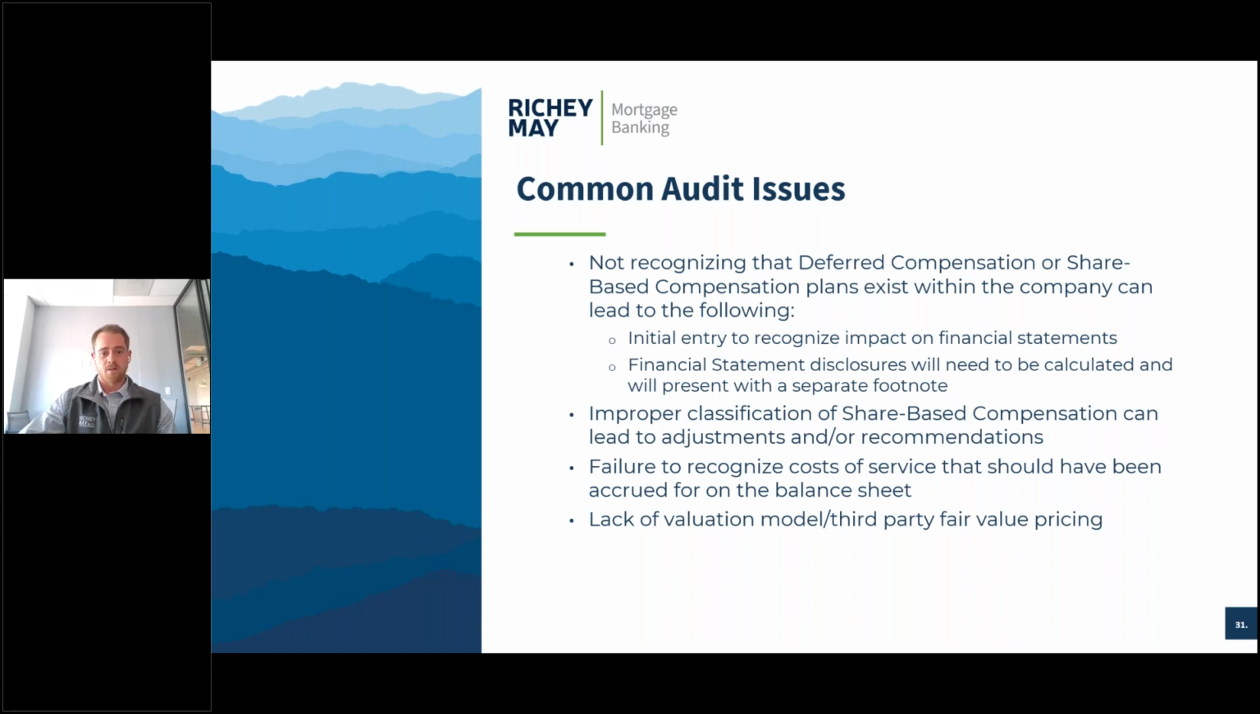The next is that improper classification of share-based compensation can lead to adjustments and/or recommendations. We have seen this where somebody thinks they're liability method and realistically it was equity method, or vice versa. And so those situations can lead to adjustments for sure. The next is failure to recognize costs of service that have been accrued for on the balance sheet. And then lastly, having a lack of valuation model or third-party value pricing for any public entities that didn't elect intrinsic value.